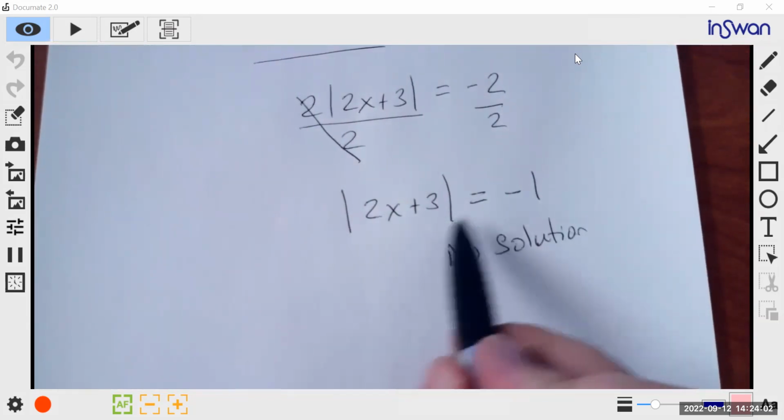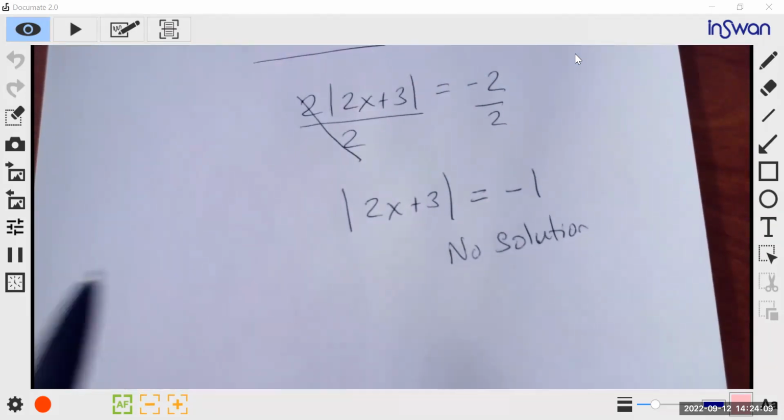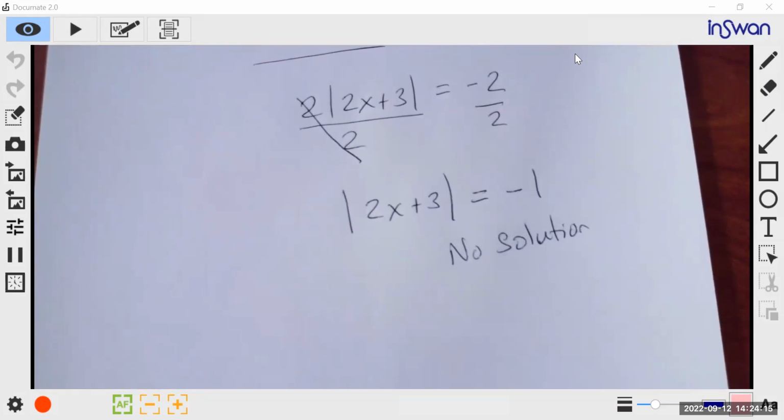Can the absolute value ever equal something negative? No. Because the whole purpose of the absolute value is to give you a positive answer. So if you have an absolute value equals a negative number, you're done. It cannot be true. That's why I want to make sure I threw that in there before you go too far.